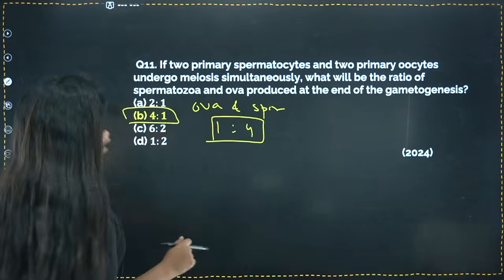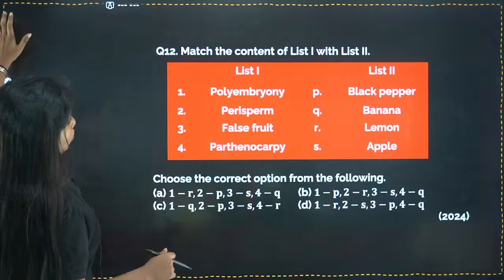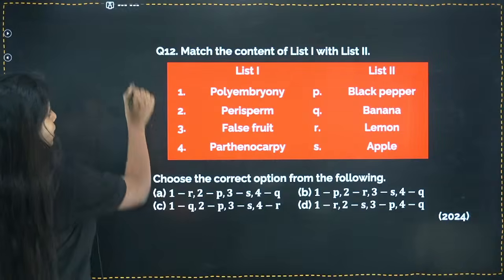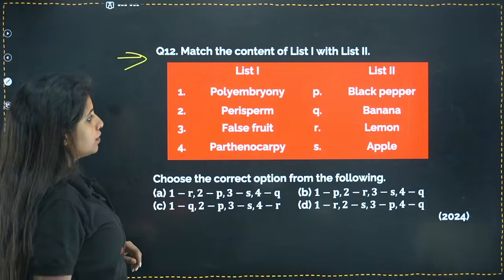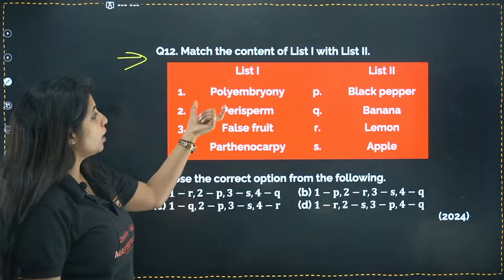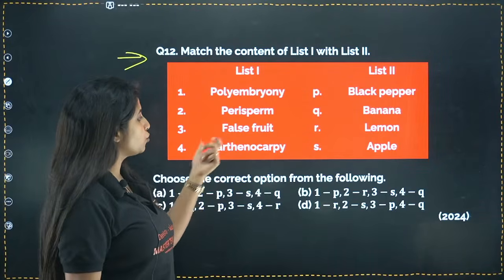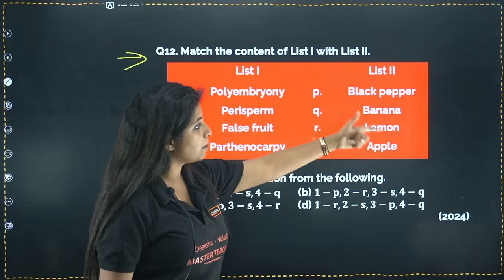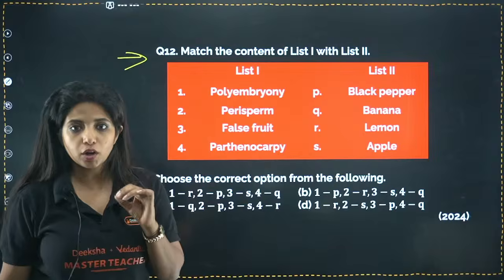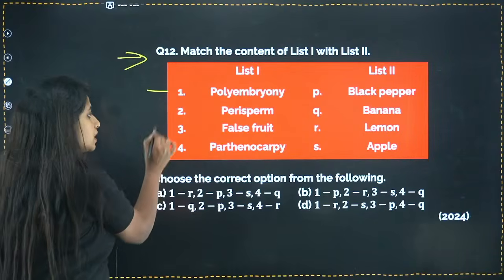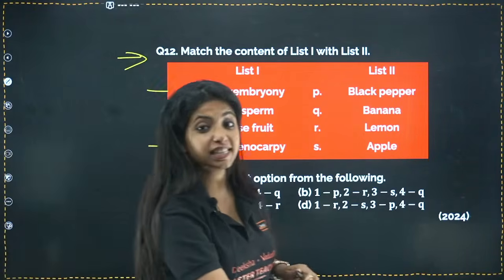Okay, so let's go. Now over here, match the content of list 1 with list 2. So you have certain items over here: polyembryony, perisperm, false fruit, parthenocarpy, black pepper, banana, lemon and apple. I always tell, whenever you have matching questions, try to solve the easy ones first. It saves a lot of your time.